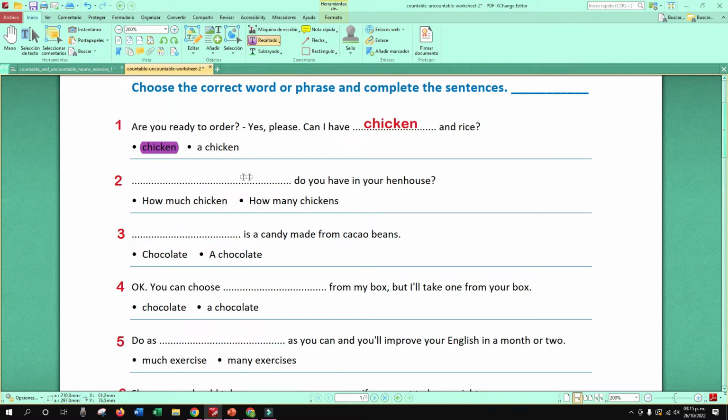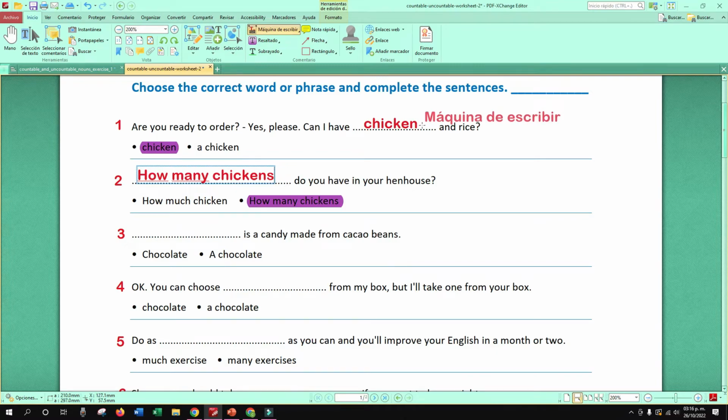Let's do the number 2. It says, how many do you have in your hen house? Ven, acá es diferente. ¿Por qué? Estamos hablando de los pollitos, ¿verdad? En una granja, en una casa donde están las gallinas. Entonces acá no podemos decir how much chicken, ¿verdad? Porque no estamos hablando de la comida en sí, sino que del animal, de los animales, ¿verdad? Entonces, how many chickens do you have in your hen house, right? How many chickens, right?